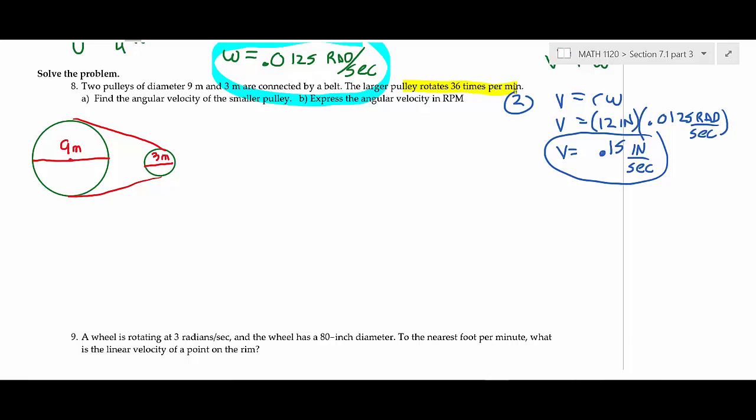So what we're going to do is two things. We're going to find the angular velocity of the smaller pulley, and then we're going to express that angular velocity in RPMs. So we have enough information.